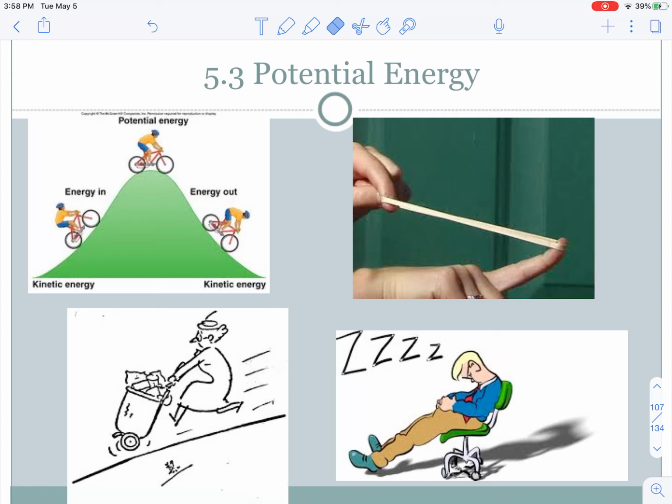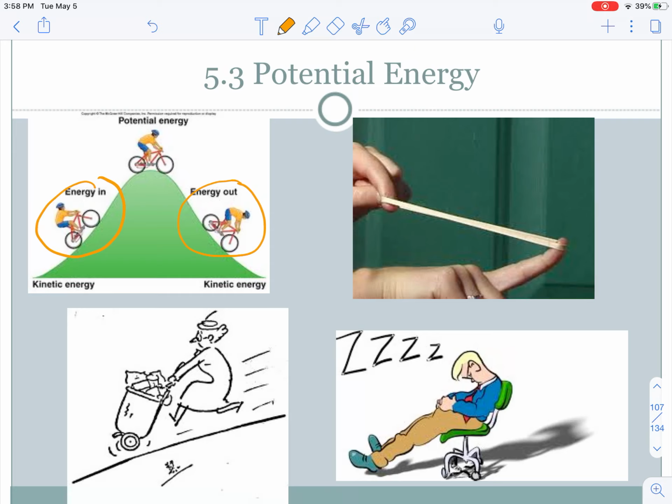Science 10. Last topic for Chapter 5 is on potential energy. And remember that kinetic energy was the energy of motion, so we had to use mass and velocity in that. Kinetic energy was half mv squared. For potential energy, that is just the potential to actually do some work or move.